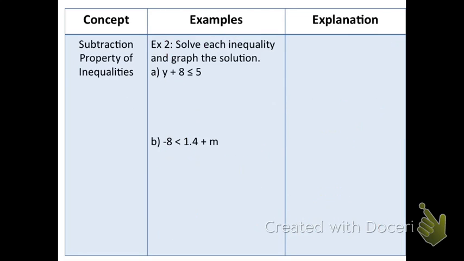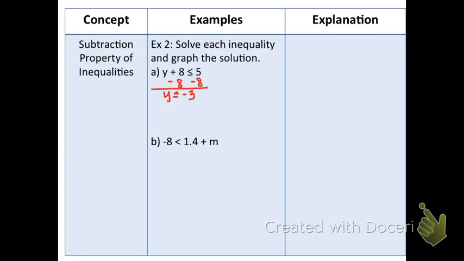So now we have the subtraction property of inequalities. Very, very similar concept. So instead of adding to both sides, since I have y plus a number, I want to subtract on both sides to get y by itself. Particularly in this case, I want to subtract 8 from both sides. So I get y is less than or equal to negative 3. I'll try to write that a little bit bigger. Negative 3. Okay.